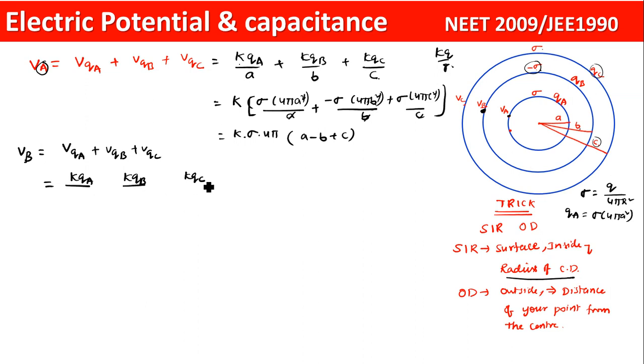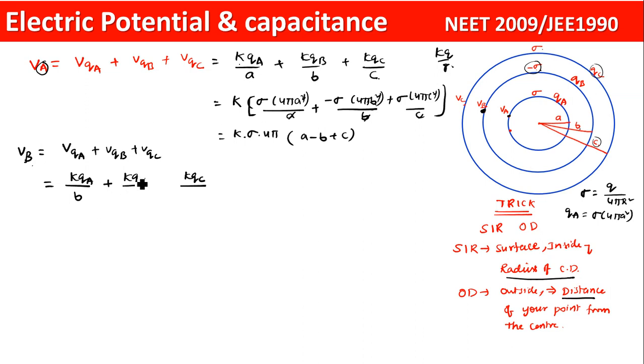So KQA by, KQB by, KQC by. Now KQA by, your point is outside for this charge distribution. Outside means you have to use the distance of your point from the center. So your point is here. From the center, at what distance is it? B is the distance. That's it.